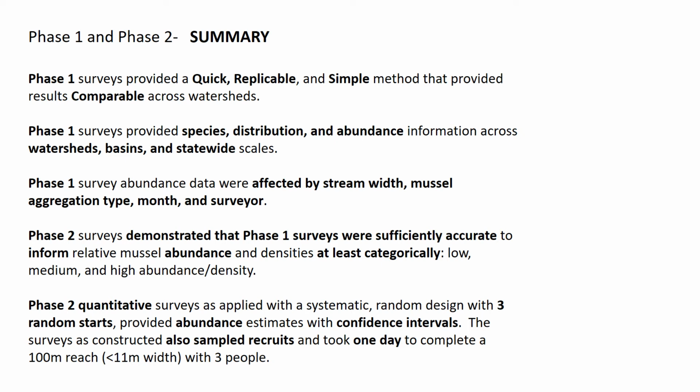Phase 2 quantitative surveys, as applied with a systematic random design with 3 random starts, provided abundance estimates with confidence intervals. And the surveys as constructed also sampled recruits and took 1 day to complete a 100-meter reach, less than 11 meters wide, with 3 people.